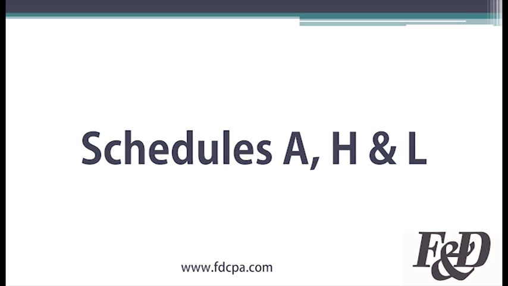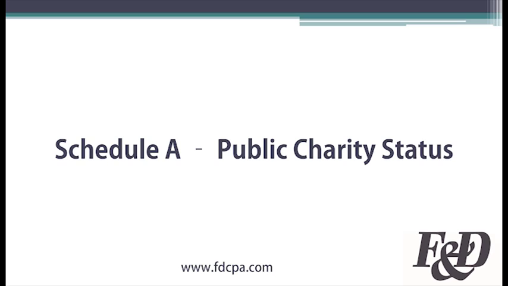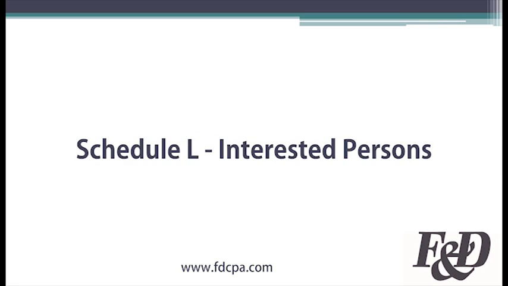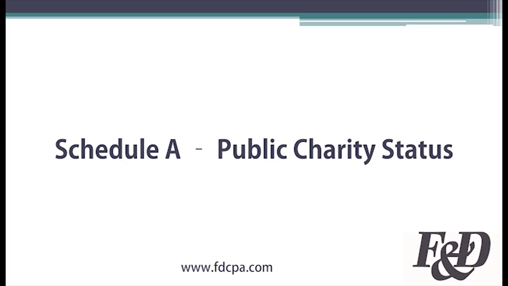However, the IRS did make significant changes to Schedules A, H, and L. Schedule A is the Public Support and Charity Form, Schedule H is your Hospital Form, and Schedule L is Interested Persons. Schedule A, the Public Charity Status Form, was revamped to enhance the report for Section 509(a)(3) supporting organizations.